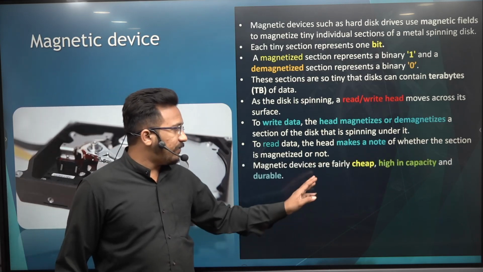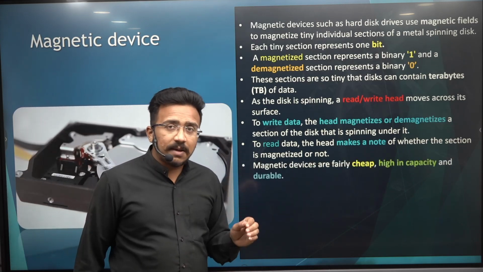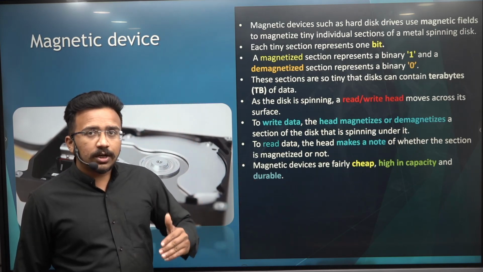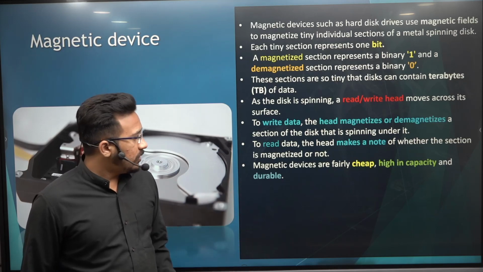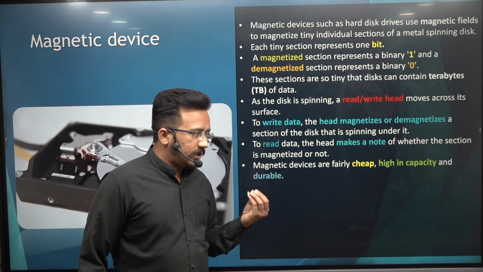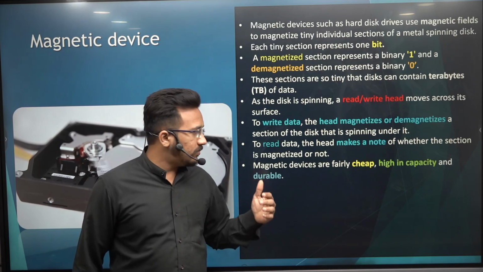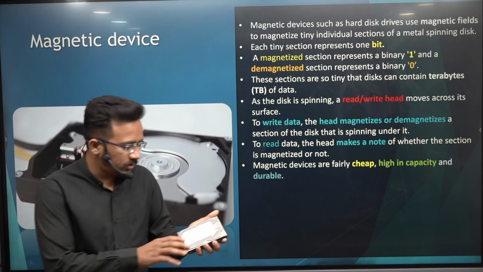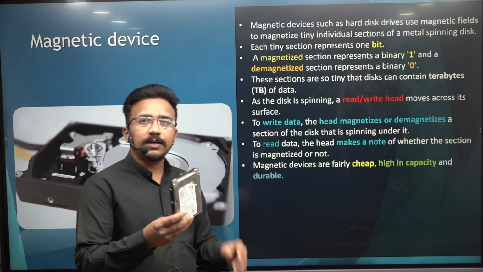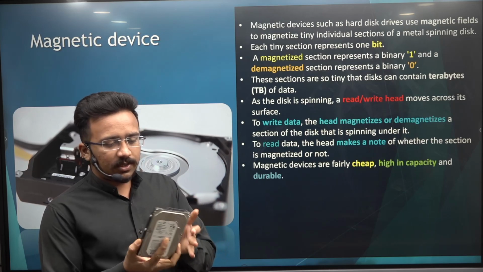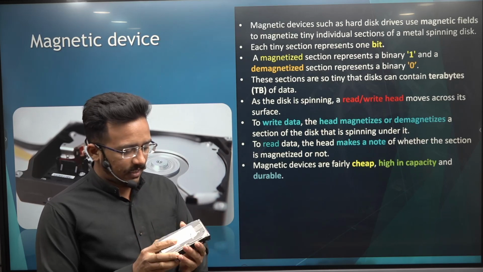Magnetic devices are fairly cheap. They are high in capacity. You can store 1 TB of data, 2 TB of data, and they are durable. They have a good body structure like this. You can see the typical hard disk in my hand. This is what a typical hard disk looks like, and they are durable.